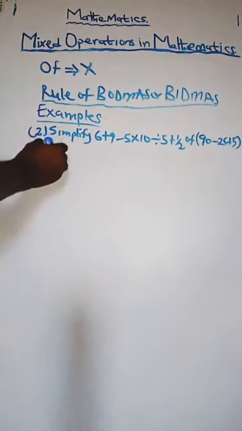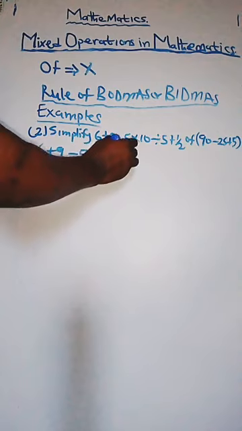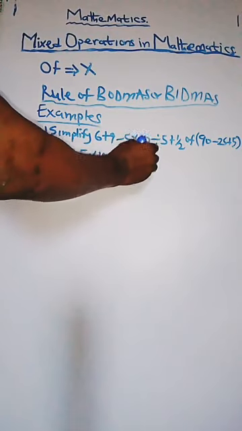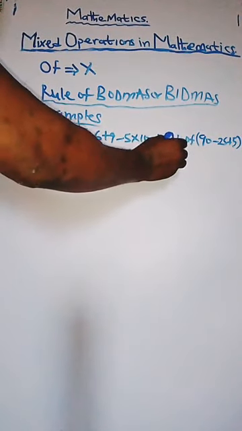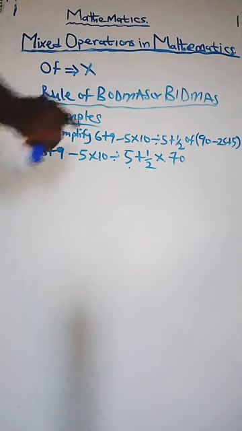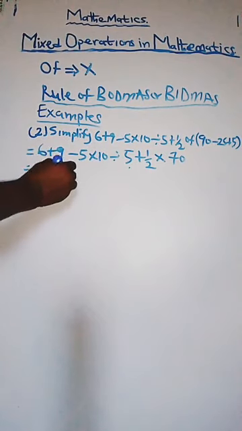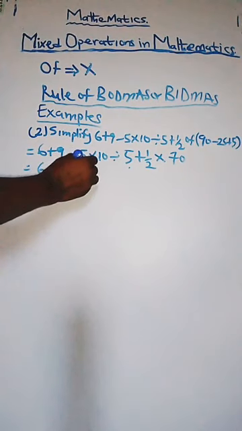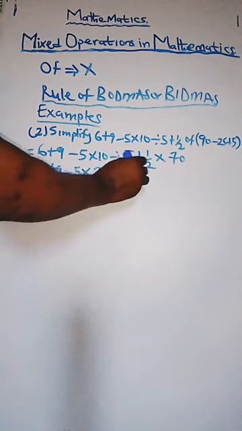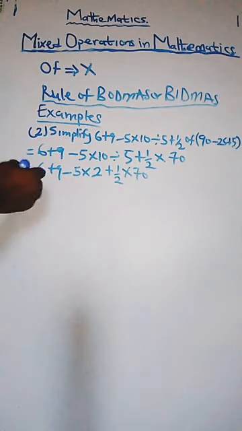So we now have 6 plus 9 minus 5 times 10 divided by 5 plus half. Half is now times 70, right? Following the order, the next operation should be division. So let's go with the division. So we now have 6 plus 9 minus 5 times 10 divided by 5, that is 2, plus half times 70. So the next operation should be multiplication. So let's do the multiplication.